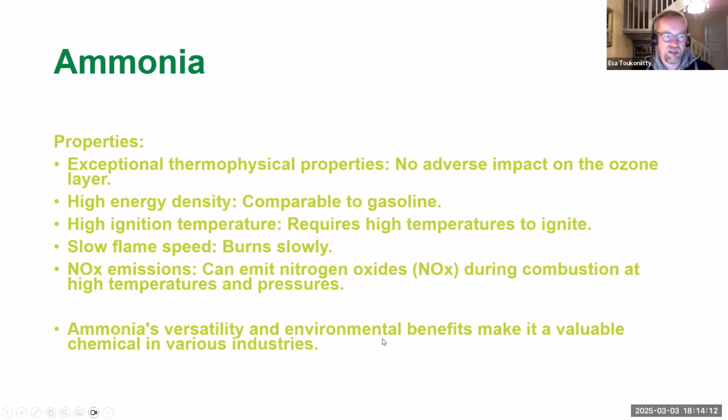So generally there are lots of things that make ammonia an interesting molecule for future use, and then there are the power-to-X technologies that can help to make the production process greener, more environmentally friendly.